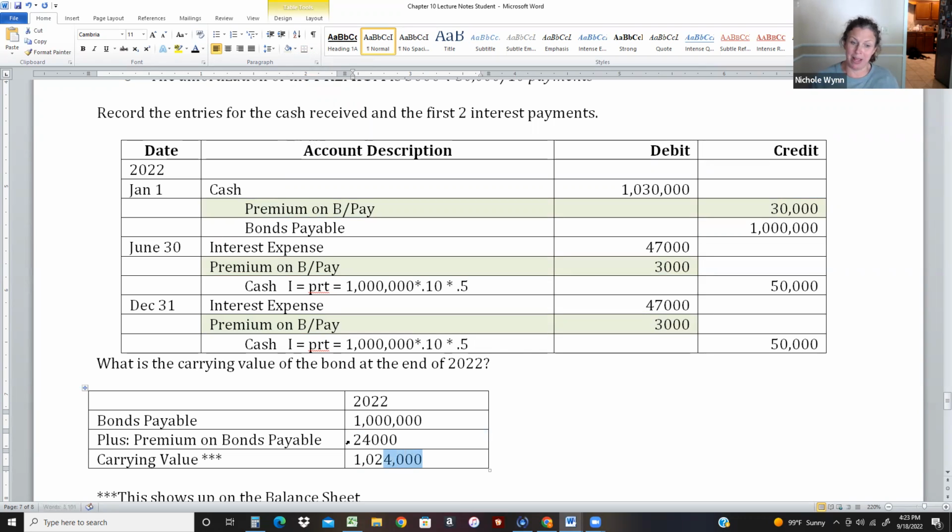And that's what will show up on the balance sheet. If we wanted to do the next year, the 24 would whittle down to 18, and it would be 1,018,000. Then it would whittle away 6 more, and it would be 1,012,000, and then 1,006,000, and then it would be 1 million, and we would be done.